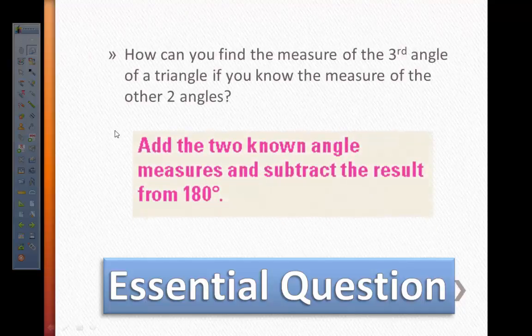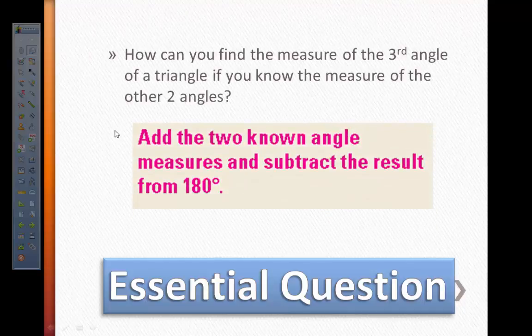So I'm pretty much done. How can you find the measure of the third angle of a triangle if you know the measure of the other two angles? Well, just use the triangle sum theorem. You know they have to all add up to be 180, so you can add up the first two angles and subtract from 180. And so it's pretty easy.